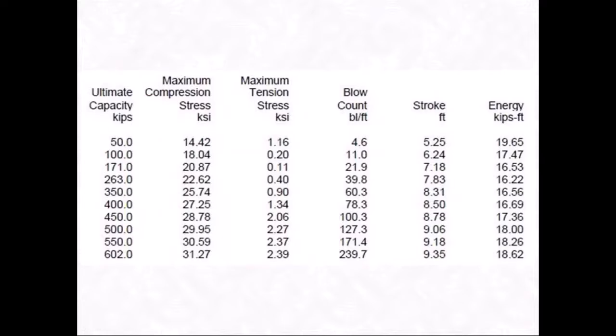And then here's a bearing graph. So if in the field, the inspector is going to be looking for a capacity of 350 kips for this setup, the inspector is going to be looking for a blow count of about 60 blows per foot, which is about 5 blows per inch at a hammer stroke of about 8.3 feet.